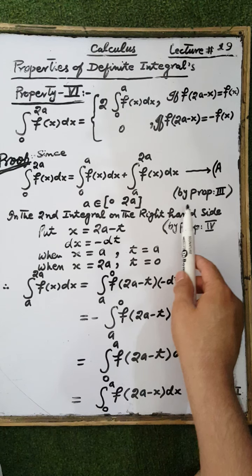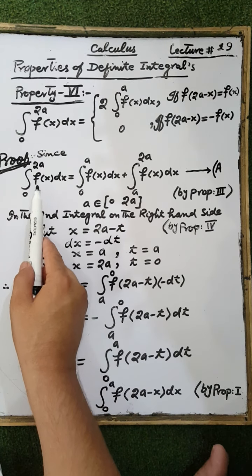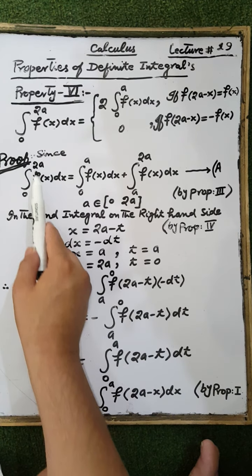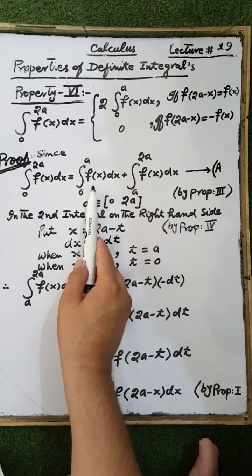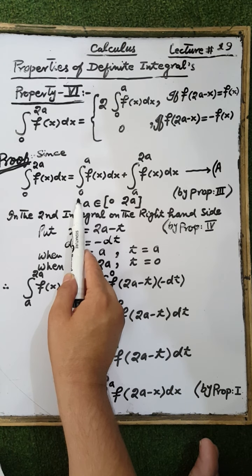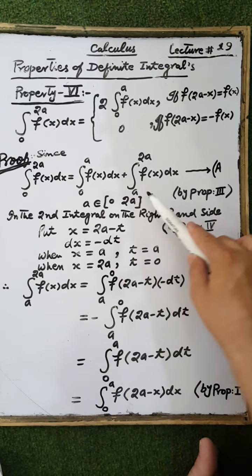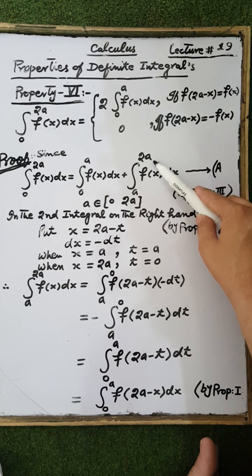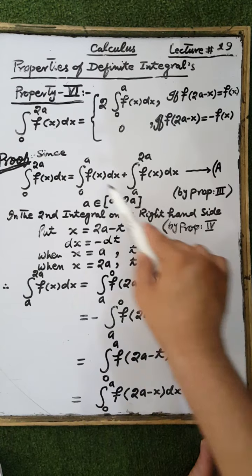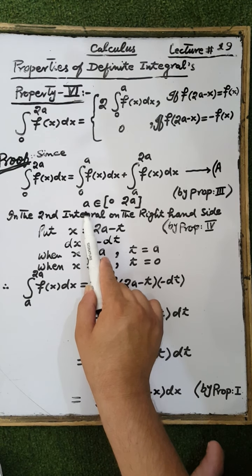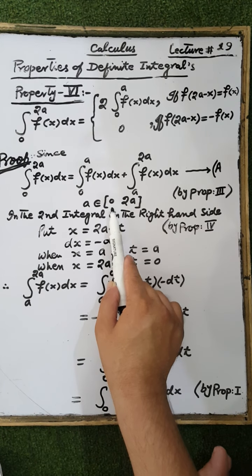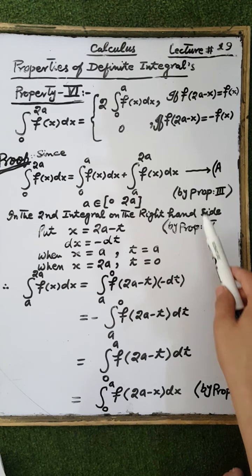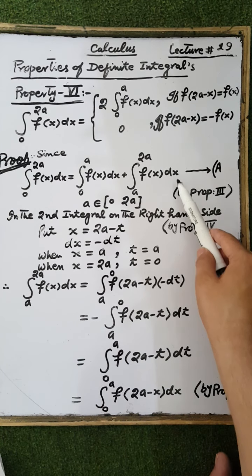Since according to property third, the integration of the function f of x dx on the interval 0 to 2a is equal to the integration of the function f of x dx on the interval 0 to a plus the integration of f of x dx on the interval a to 2a, because the point a is a point in the interval 0 to 2a, according to property number third.